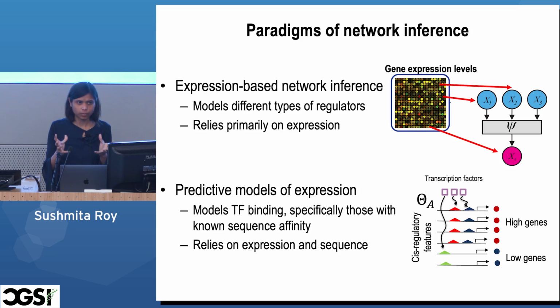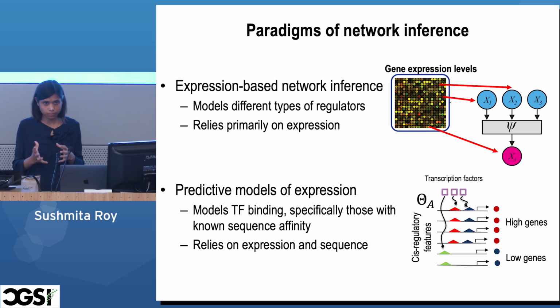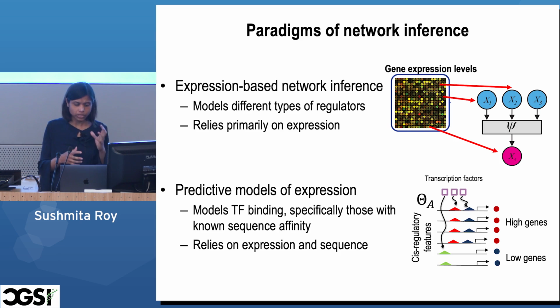One class of methods is what I call expression-based network inference methods. And I'll tell you about that. The general idea of these methods is that they think about gene expression as the primary source of data they want to describe, and auxiliary data sets are used to inform the structure of the model they are inferring. The second class of models are in the family of what are called predictive models of gene expression. These models incorporate a lot of information on the promoters or enhancers of genes and try to predict gene expression as a function of upstream regulatory machinery.